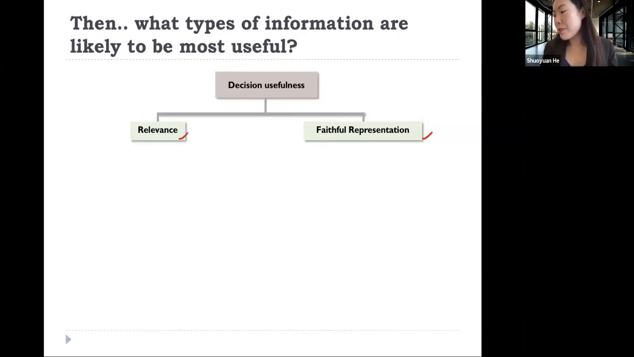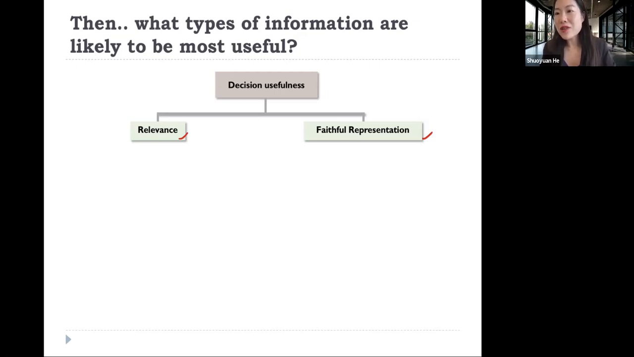Let me give you a brief example here. Suppose I ask you a question, what did you eat for breakfast this morning? And if you answer me, oh, the weather is very nice this morning. Do you think that answer is useful for me? No, the answer is not useful for me at all. Why? Because it didn't answer my question. It is not relevant to the question being asked. So relevance is very important for a piece of information to be useful.